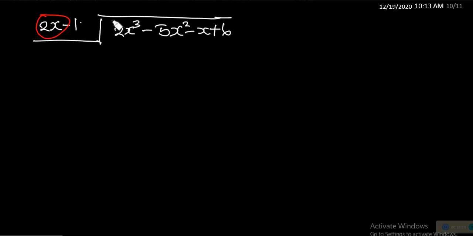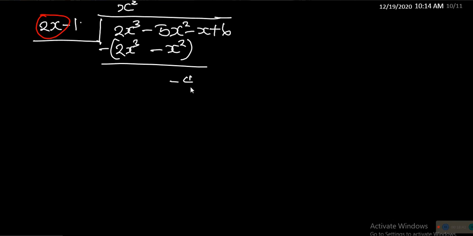So 2x in 2x cubed will give us x squared, 2x times x squared, multiply, now we have 2x cubed, minus 1 times x squared, we have minus x squared. Okay, subtract that. 2x cubed minus 2x cubed will give us 0. Minus times minus, we have plus, minus 5x squared plus 3x squared, we have minus 2x squared. So if we bring down minus x, we bring down one term at a time.